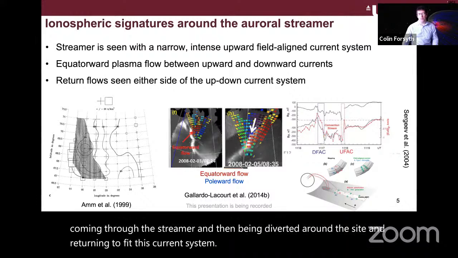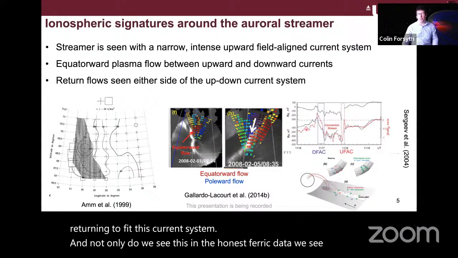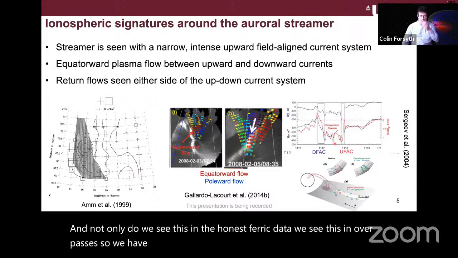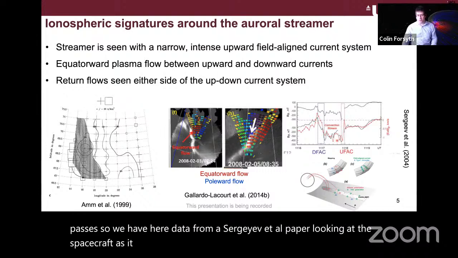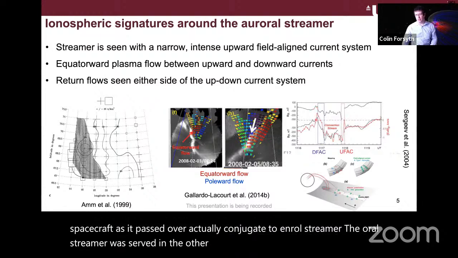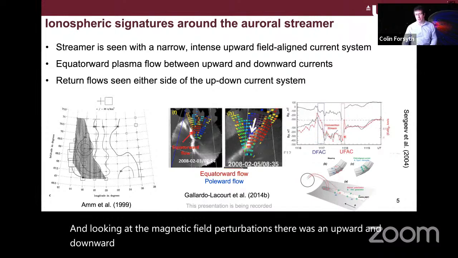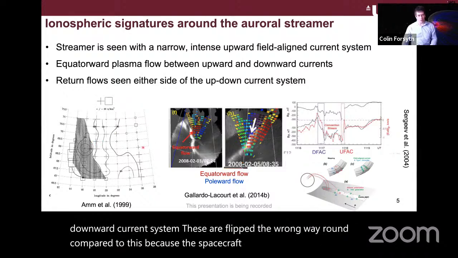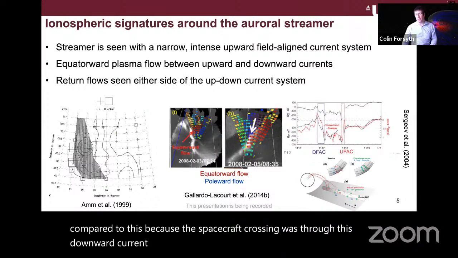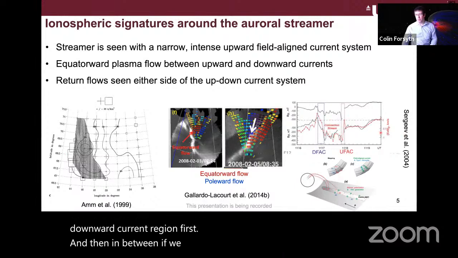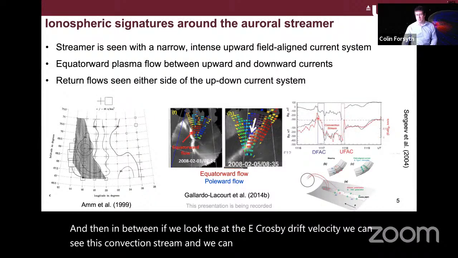And not only do we see this in the ionospheric data, we see this in overpasses. We have here data from a Sergeyev et al. paper looking at the DMSP spacecraft as it passed over, actually conjugate to an auroral streamer. The auroral streamer was observed in the other hemisphere. Looking at the magnetic field perturbations, there was an upward and a downward current system. These are flipped the wrong way around compared to this because the spacecraft crossing was through this downward current region first. And then in between, if we look at the E cross B drift velocity, we can see this convection stream, and we can see part of that return stream as well.